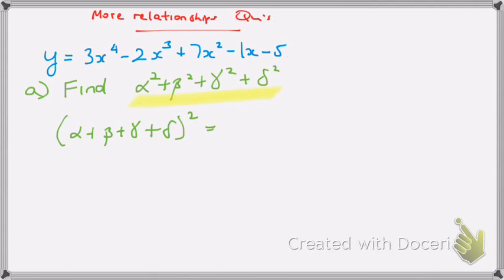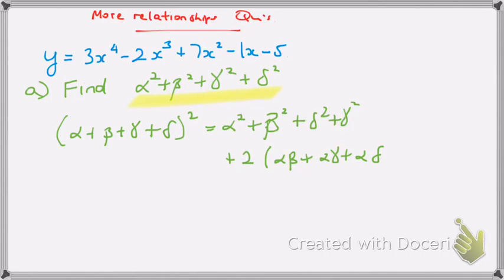Okay, so I'm just going to write down the result for what it actually is. So it's alpha squared plus beta squared plus gamma squared plus delta squared, plus 2 lots of the sums of the roots in pairs. So what have I left off? Beta gamma plus beta delta plus gamma delta.